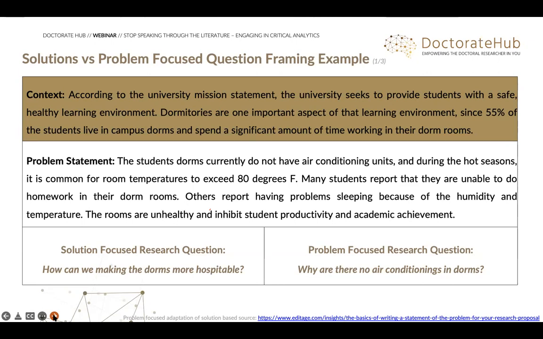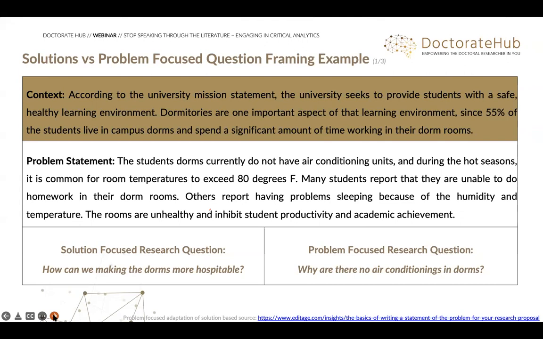The context is, according to the university mission statement, the university seeks to provide students with a safe, healthy learning environment. Therefore, dormitories are one important aspect of that learning environment. Students spend 55% in their campus dorms and spend a significant amount of working time in the dorm rooms. Okay, so this is a starting point.